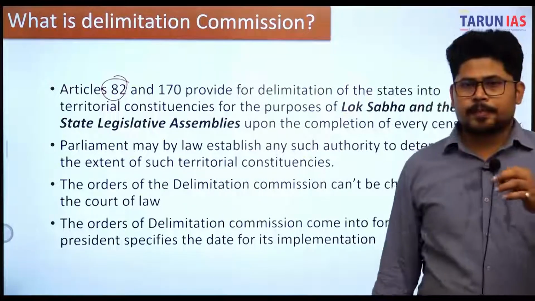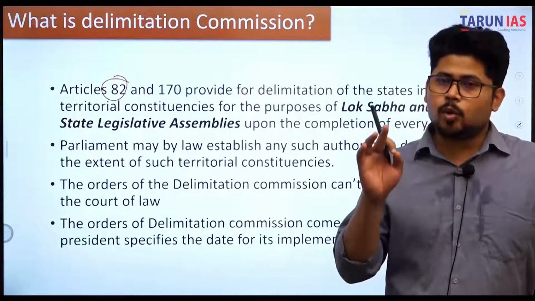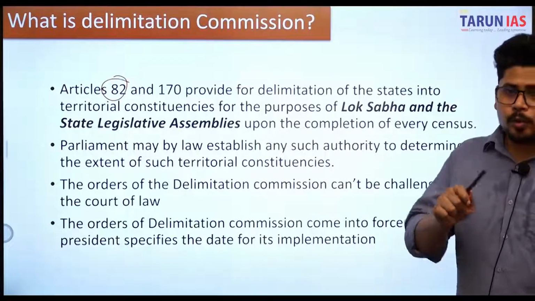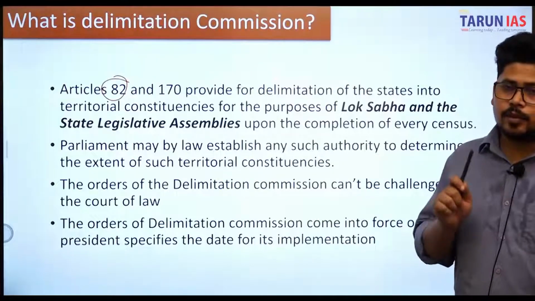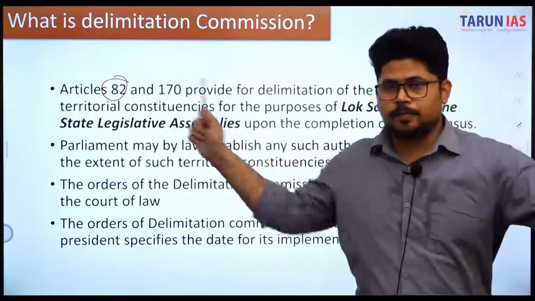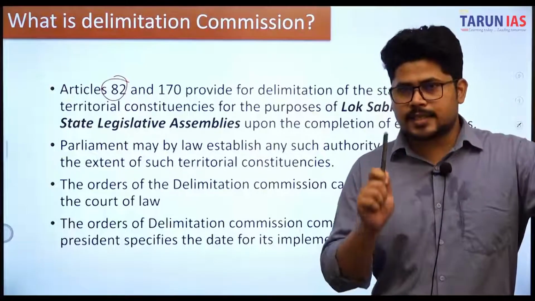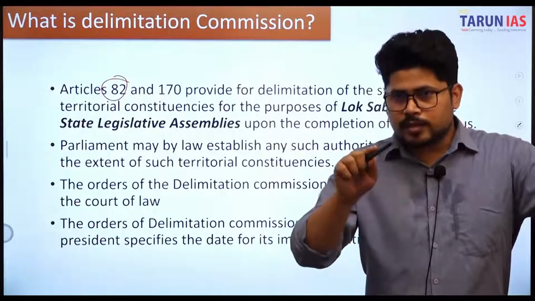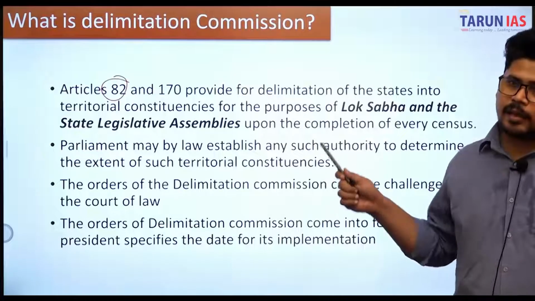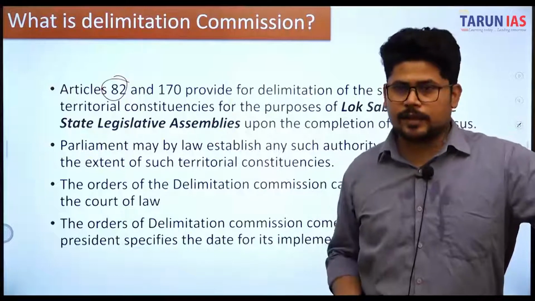Article 82 provides for the delimitation of the territorial boundaries within a state for the conduct of Lok Sabha elections. That is, the constituencies for the election to parliamentary seats will of course be drawn by the delimitation commission, and that power it derives from Article 82. Similarly, for the election to the Vidhan Sabha, the legislative assembly of the state, the division of the state's territorial constituencies will also be done by the delimitation commission, and that power is derived from Article 170.